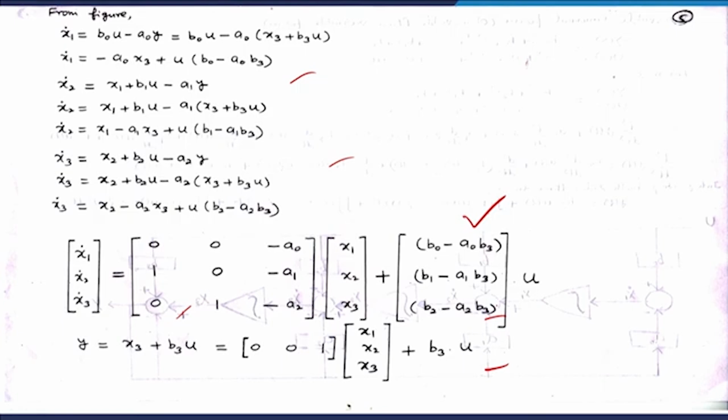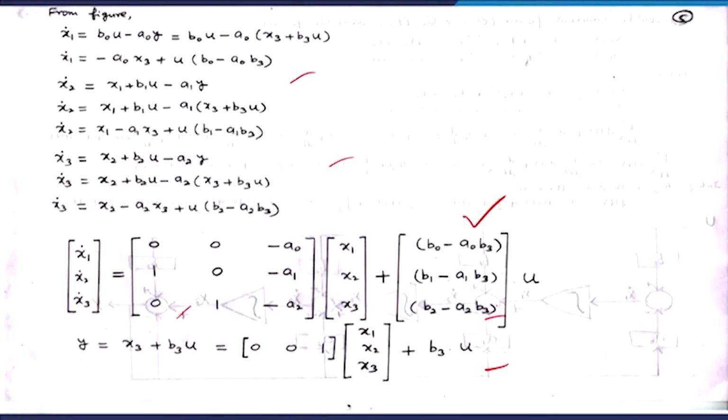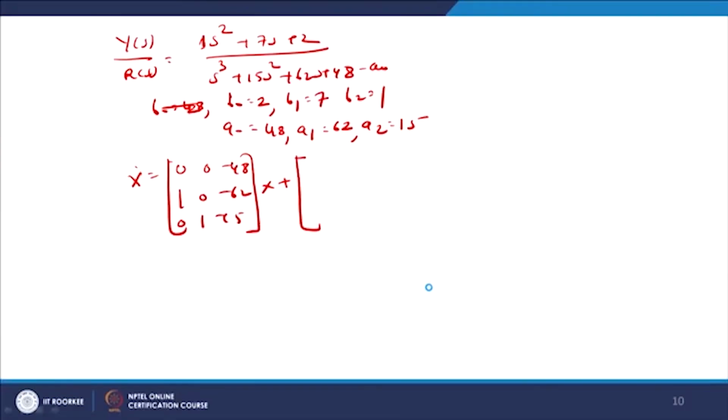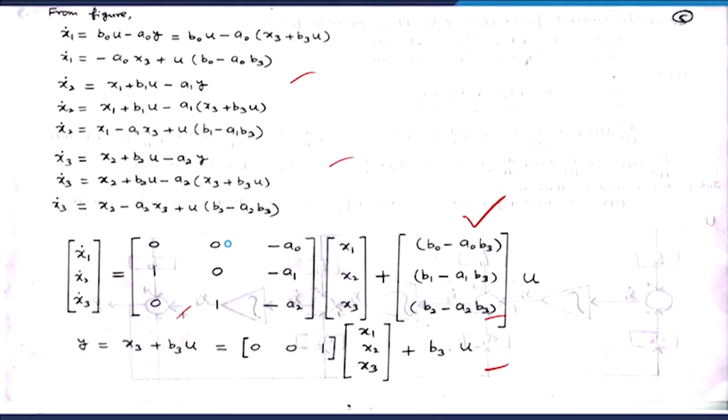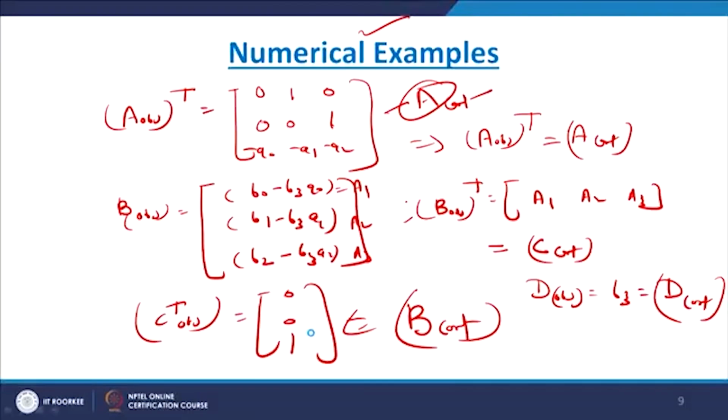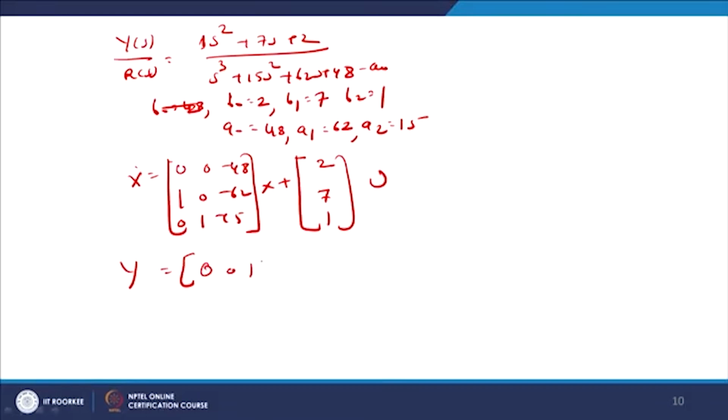But now you will find that this transfer function is a strictly proper transfer function. So, in this case the value of b3 is 0, therefore, you will get only b0, b1 and b2. Therefore, write the elements directly as 2 7 1 times u. And what is the output y? Output y we write as 0 0 1 into x1 x2 x3 plus 0 into u.